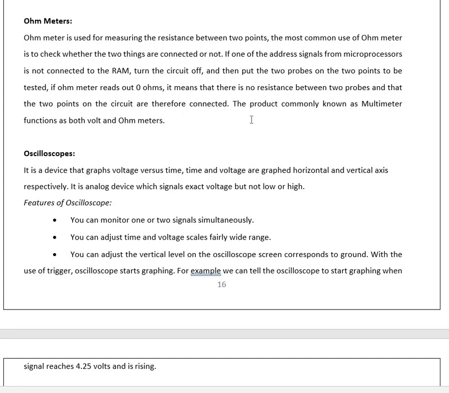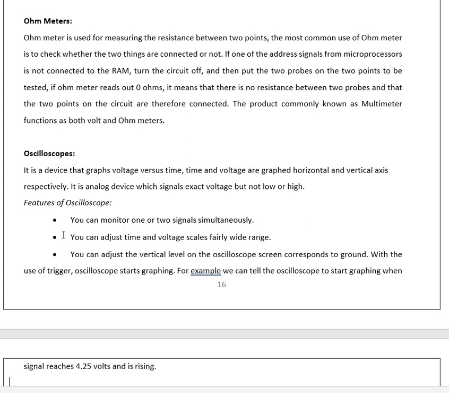The product commonly known as a multimeter can function as both a voltmeter and ammeter and also as an ohmmeter. Next comes the oscilloscope. It is a device that graphs voltage versus time. Time and voltage are graphed on the horizontal and vertical axes respectively. It is an analog device which shows the exact voltage, not just high or low.